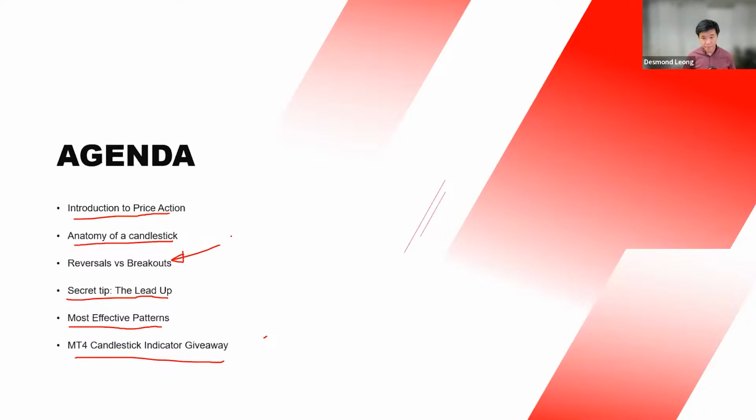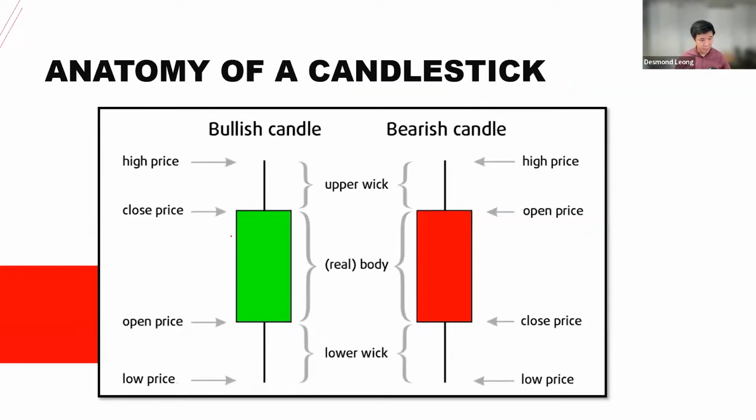Now let's begin. Anatomy of a candlestick. When you look at candles, most of the time you see a bullish candle or a bearish candle. They are not necessarily green and red all the time. What you need to know about a candlestick is that there's an open price over here where it starts. Now, imagine the journey of a candlestick. It goes all the way to the top. This is the high of the candlestick.